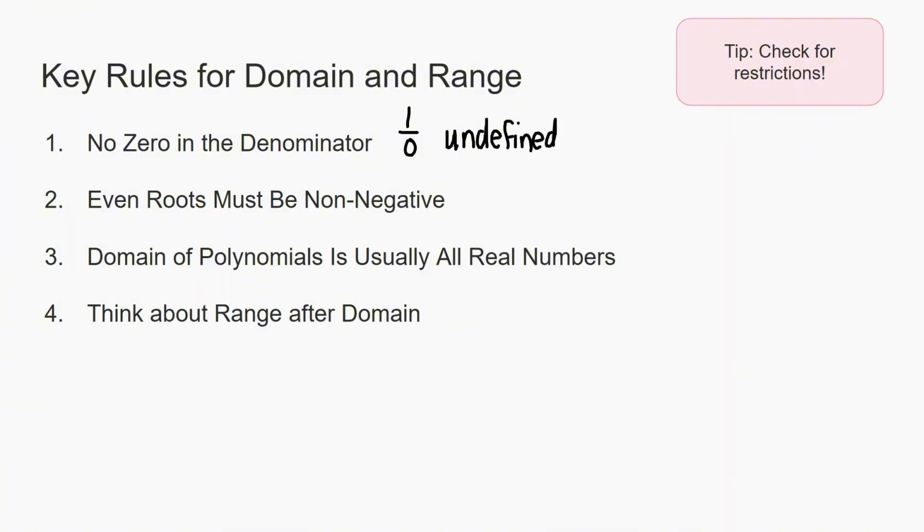Number 2, even roots must be non-negative. For example, if we have the square root of x here, x must be non-negative. And why is that? Because this means one number multiplied by itself can give us x. For example, the square root of 9 here is going to be 3. What about the square root of a negative number like negative 9?